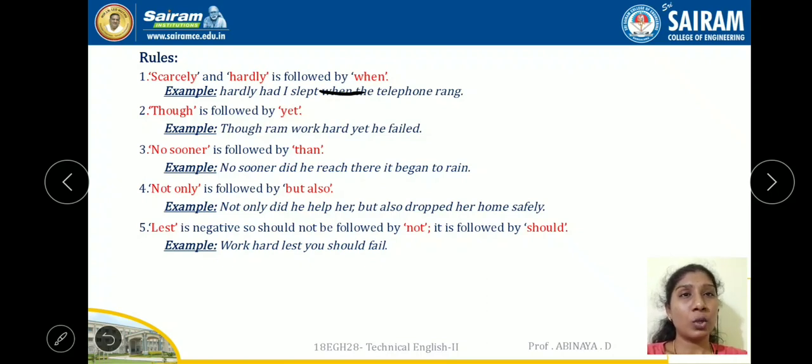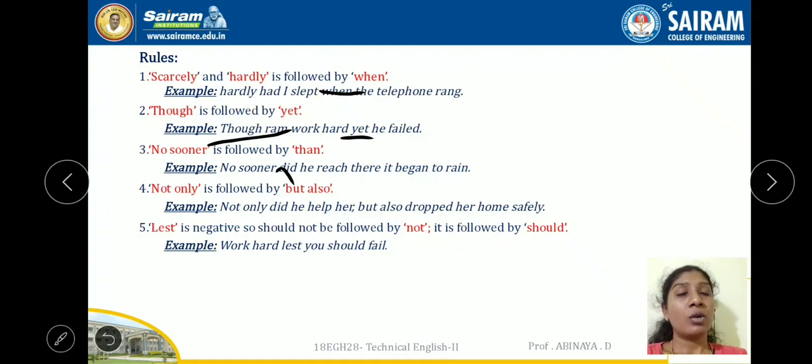Next one, though is followed by yet. Though is also a conjunction, yet is also a conjunction. So though is followed by yet. Though Ram worked hard, yet he failed. Third one, no sooner is followed by than. Whenever a sentence begins with no sooner, the immediate next word has to be than. So, no sooner did he reach there than it began to rain.